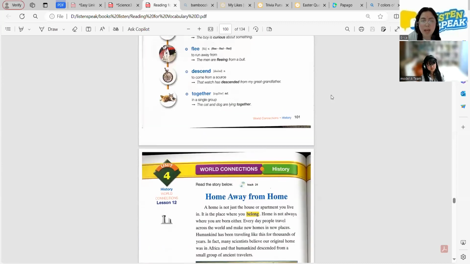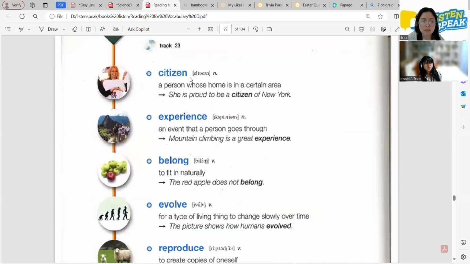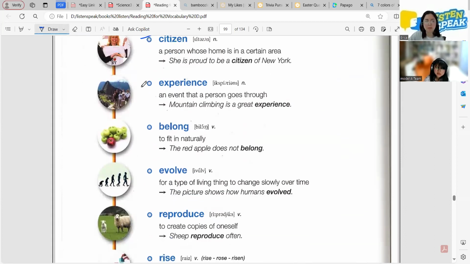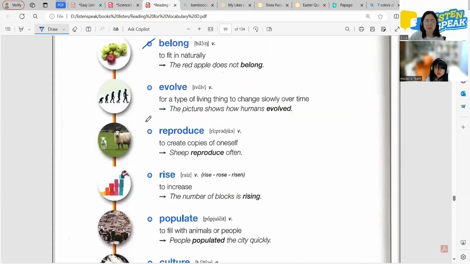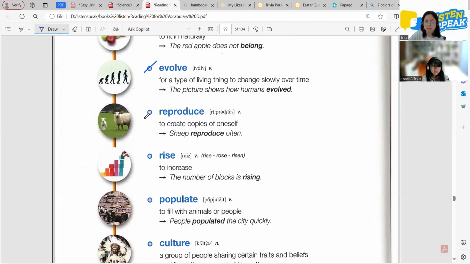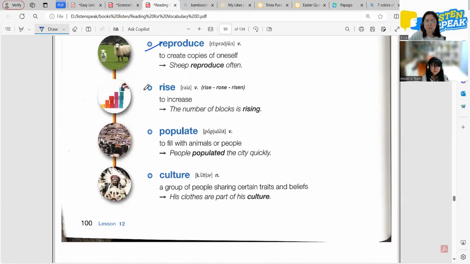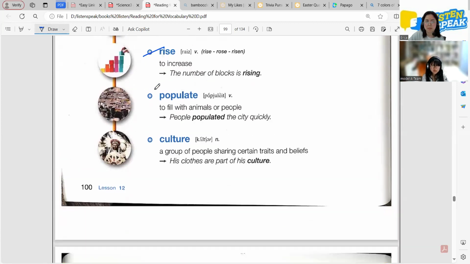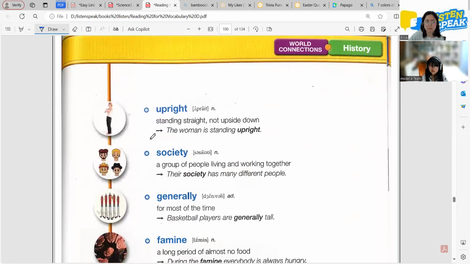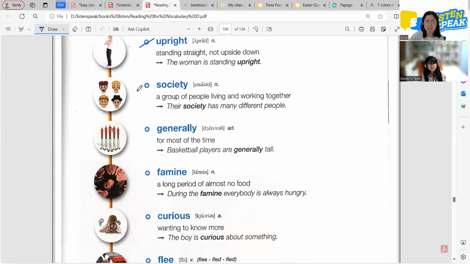Yes. Okay, so Ellie, please read again all the words. Citizen. Experience. Belong. Evolve. Reproduce. Rise. Populate. Culture. Upright. Society.